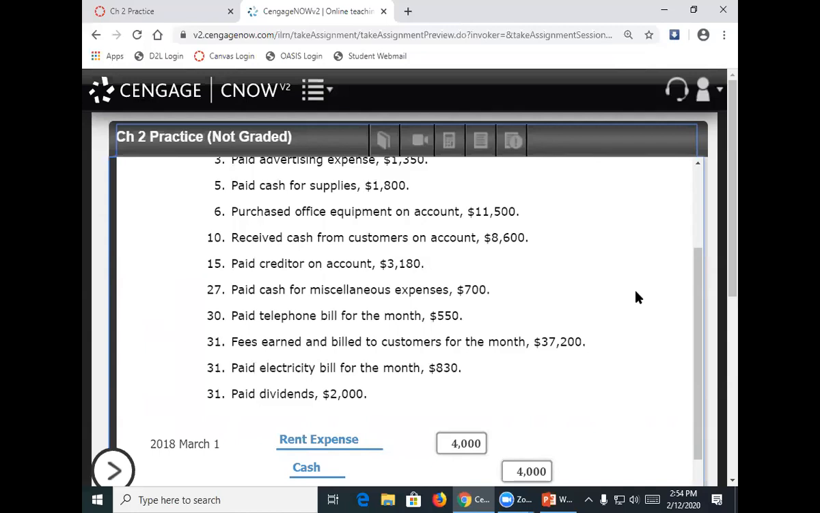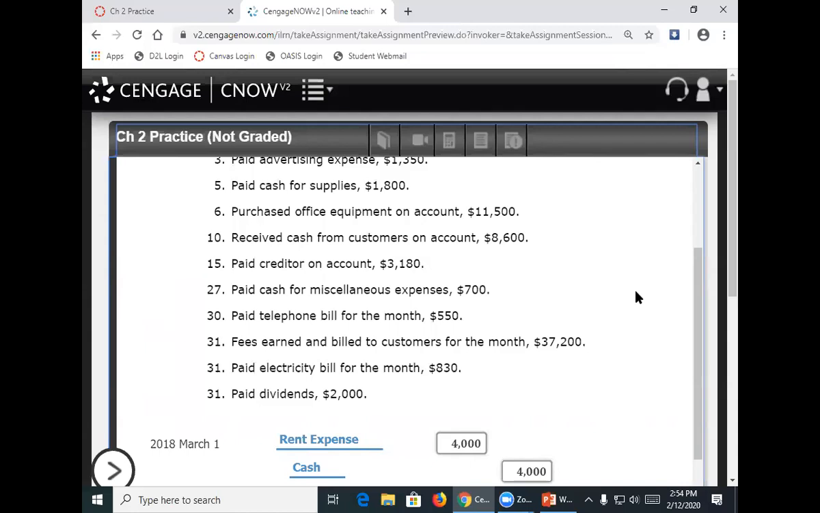When they say that we received cash, the received cash part's easy, right? We got paid. So what's cash doing? Increasing or decreasing? Increasing. Okay. Would it be cash or fees earned? It's going to be cash that we received. And then it says from customers on account. Well, when it says from customers on account, that means we've already billed them previously. Accounts receivable. Yes. Good.